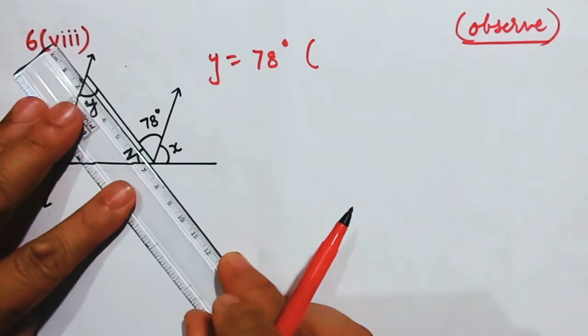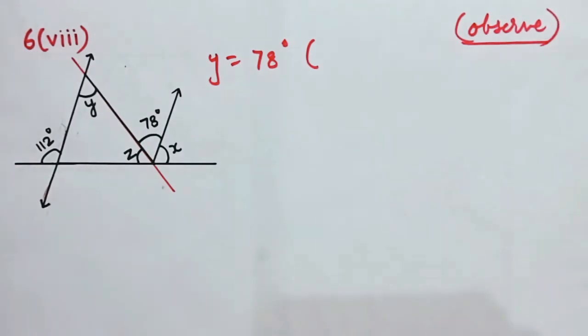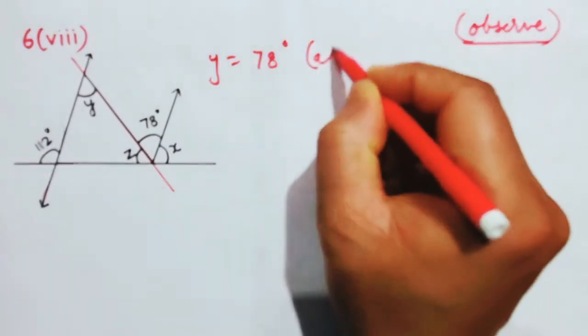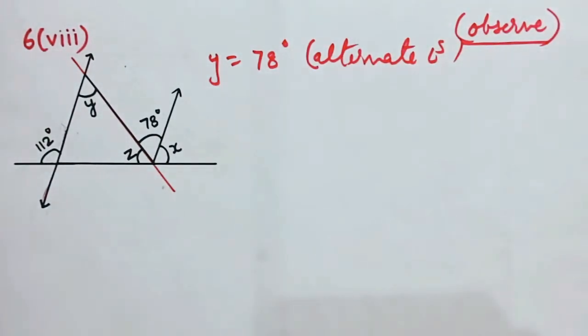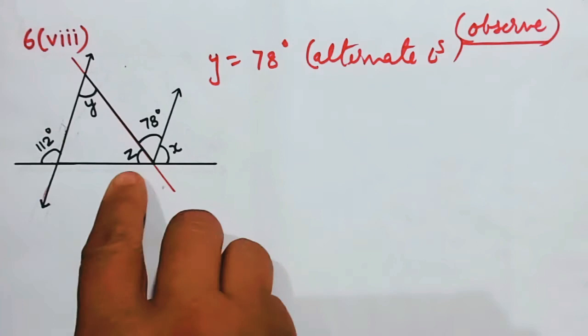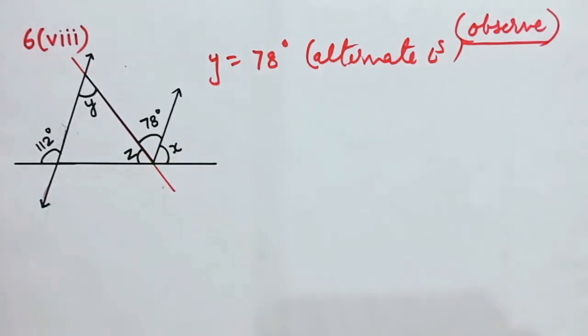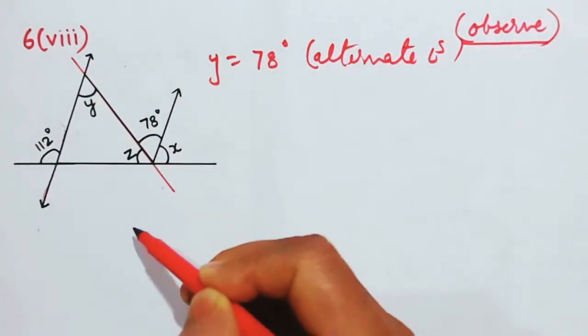Why not extend the transversal? I hope now it's very clear. Y is equal to 78 because they are alternate angles. Very good. Now, one most important thing here I would like to mention is, have a look. If y is equal to 78, then in that case z plus, wait, these two lines are parallel. Once again, these two lines are parallel.